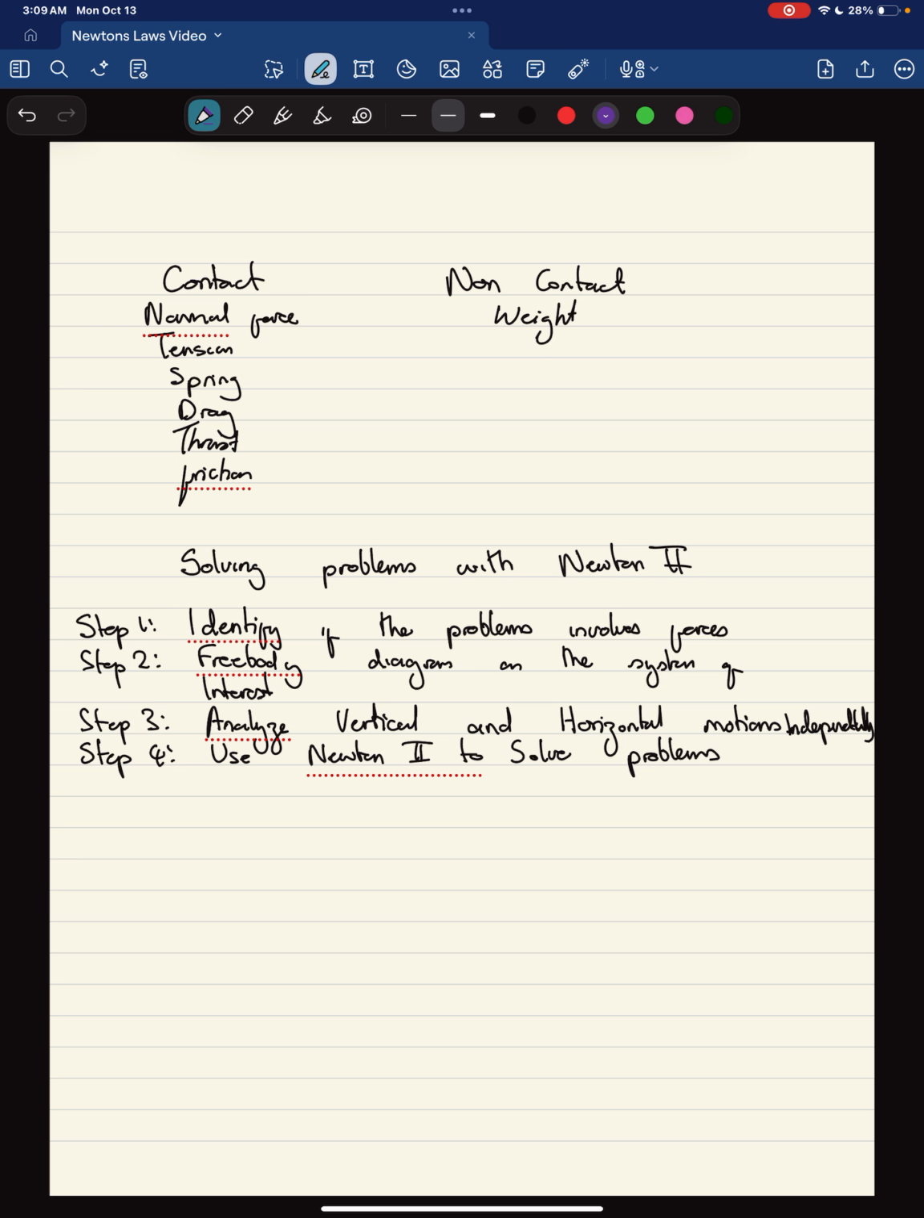Here's a step-by-step for solving problems with Newton 2. So step one is you've got to identify if the problem involves forces. You can only do this if there are forces. Step two, create a free body diagram of the system of interest. On that free body diagram, first list the contact forces, and then put the non-contact forces. After that, analyze vertical and horizontal motions independently. And then step four is you finally use Newton 2 to solve the problem.